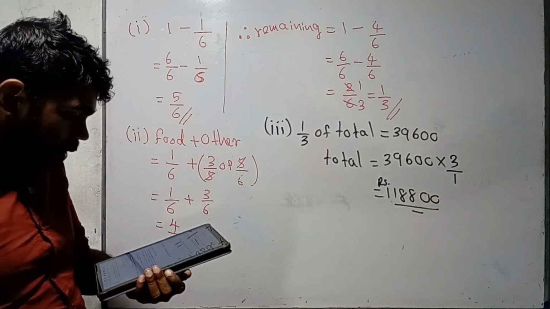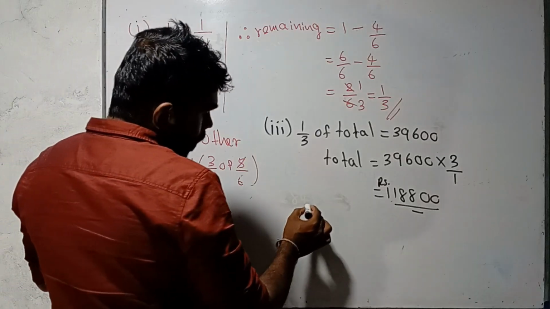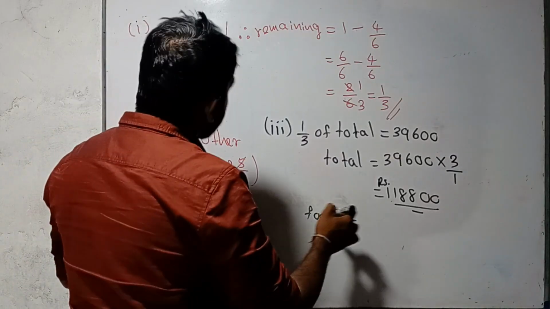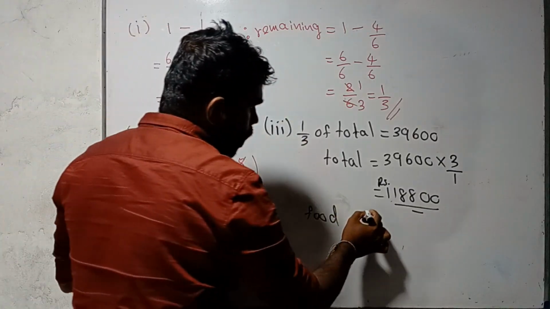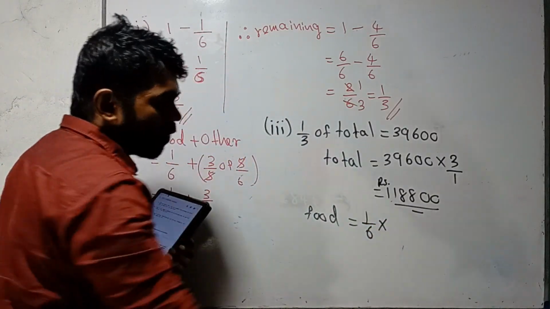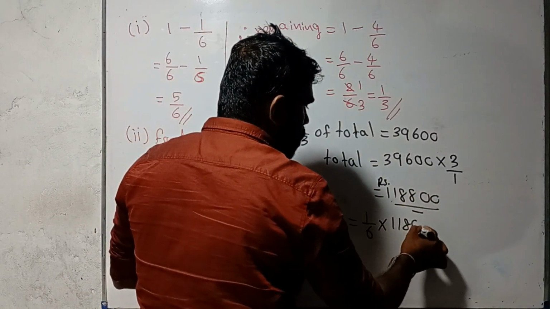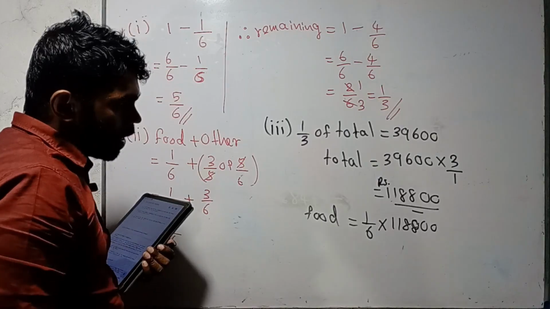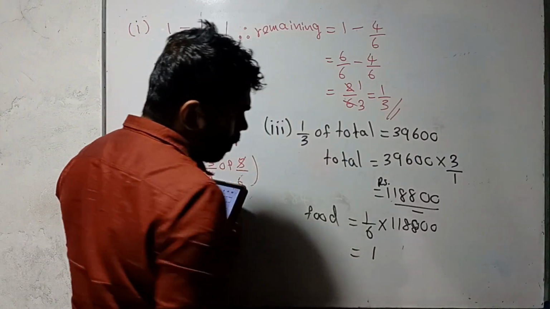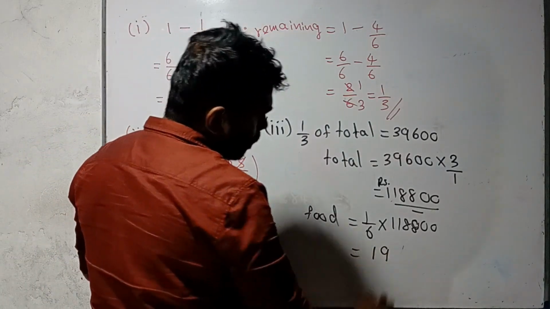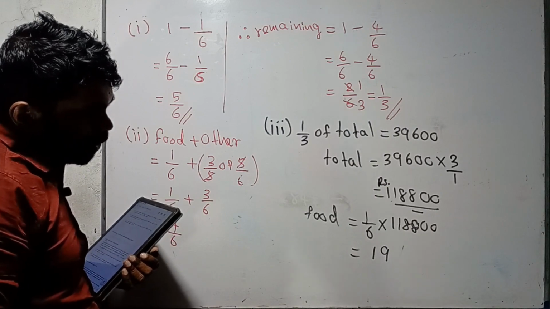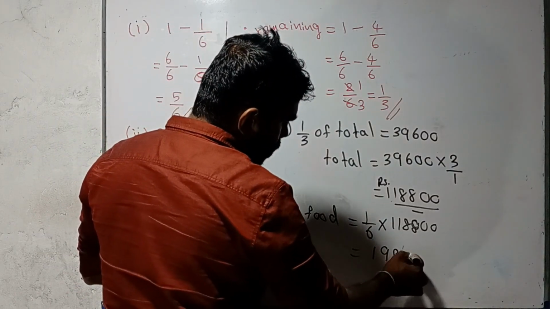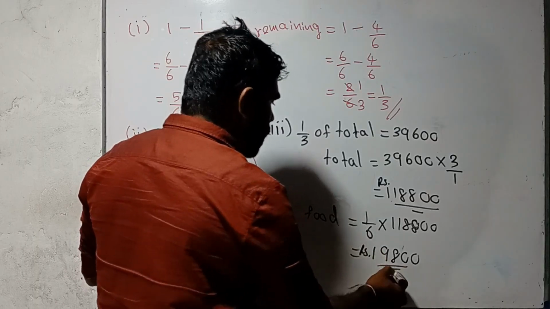Then we have to find the amount spent for food, the amount put aside for food. Then the amount put aside for food is 1/6 of the amount received after paying tax. After paying tax, the amount is this one, 118,800. Then we can divide it. 11 divided by 6, 1, 5 remaining, 58 divided by 6, 9, 54, 4 remaining, 48 divided by 6, 8, 0, 0. 19,800 rupees.